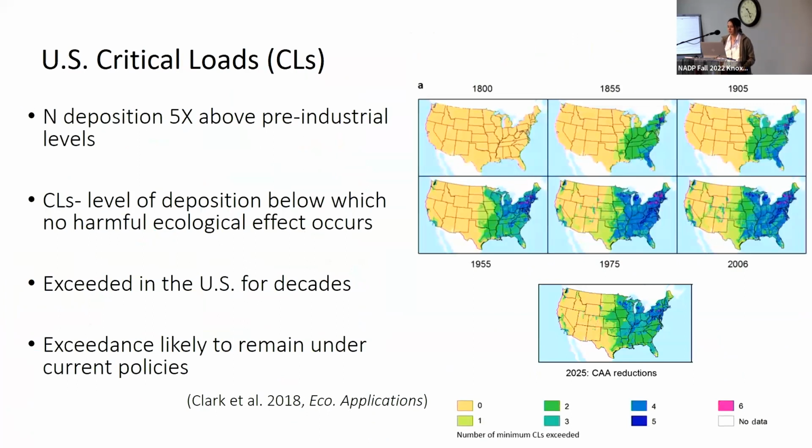However, despite these dramatic declines, nitrogen deposition is still estimated to be 5 times above the pre-industrial levels across most of the US. And the critical loads, or the level of deposition below which no harmful ecological effect occurs, have long been exceeded in the US, particularly so in the eastern half. And these exceedances are likely to remain so under current policies.